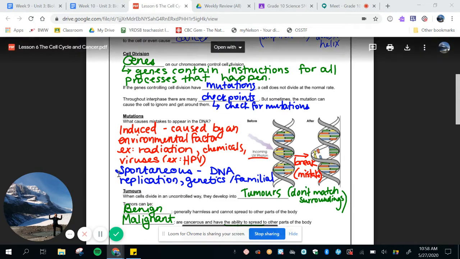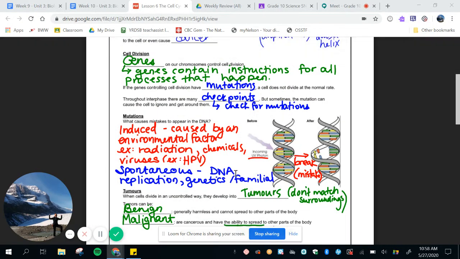The other one is a spontaneous mutation. So it's possible for mistakes to happen when the DNA is copying itself. Those mistakes are few and far between. The cell is actually really, really good at copying itself perfectly. It makes a mistake like 1 per 1 million. So it's a very small mutation rate, but it's possible.